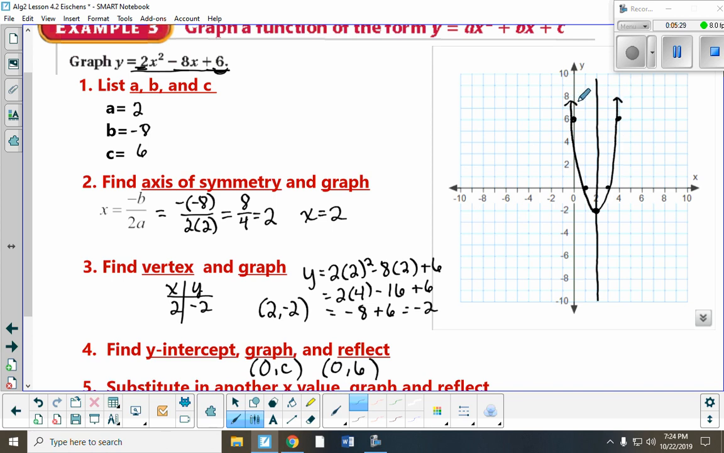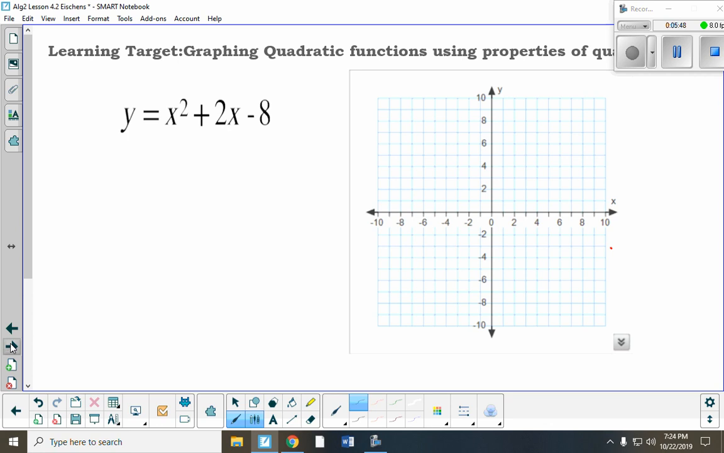The minimum here would be at -2, so we would say your range, your outputs, would be y greater than or equal to -2. You don't have any y's that are lower than this, any outputs that would be lower than that. All right, let's do another one.